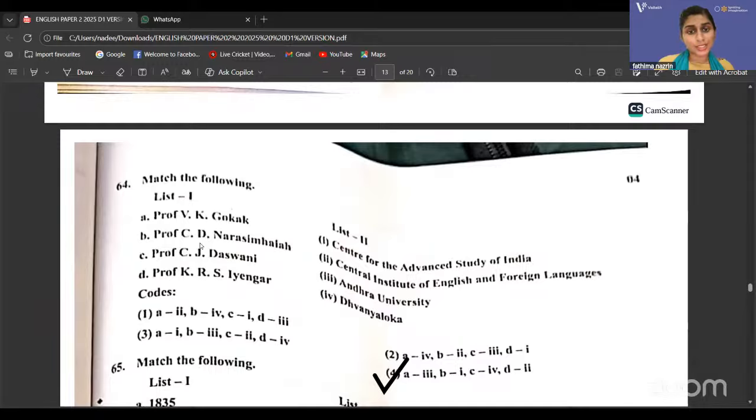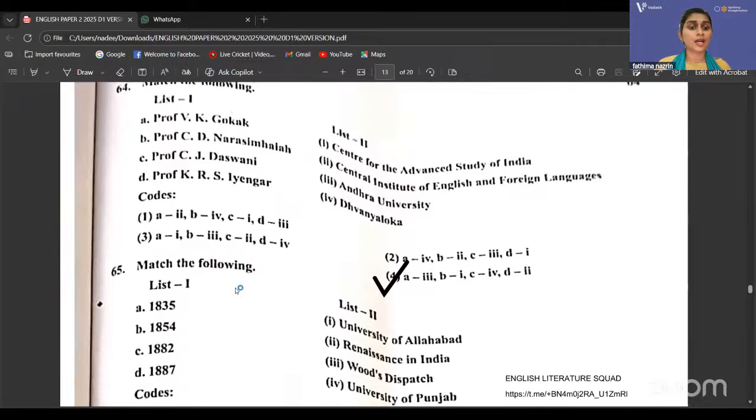He was associated with Dhvanyaloka, and C1, Professor C.J. Daswani, was associated with the Center for the Advanced Study of India, and Professor K.R.S. Iyengar was associated with Andhra University.